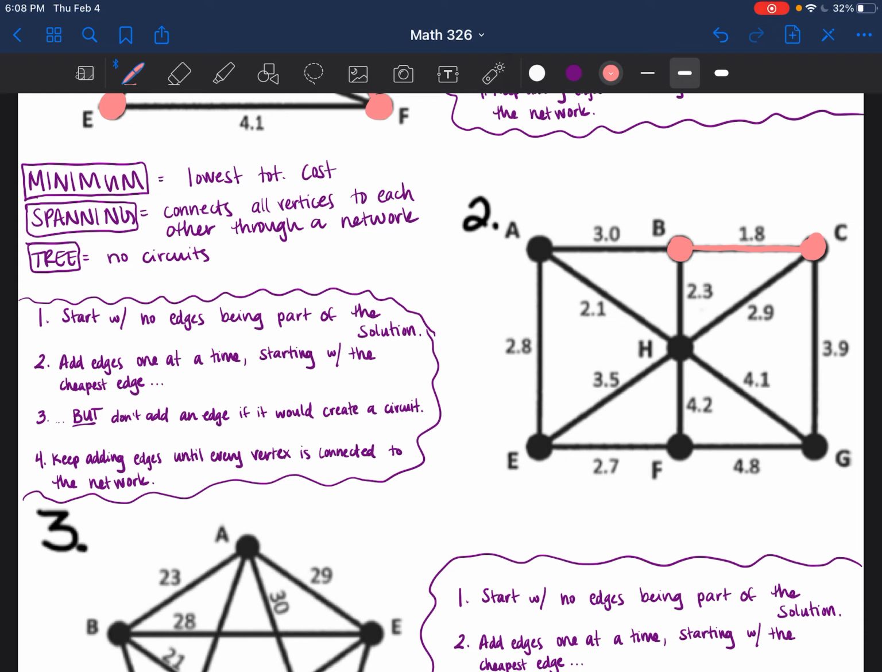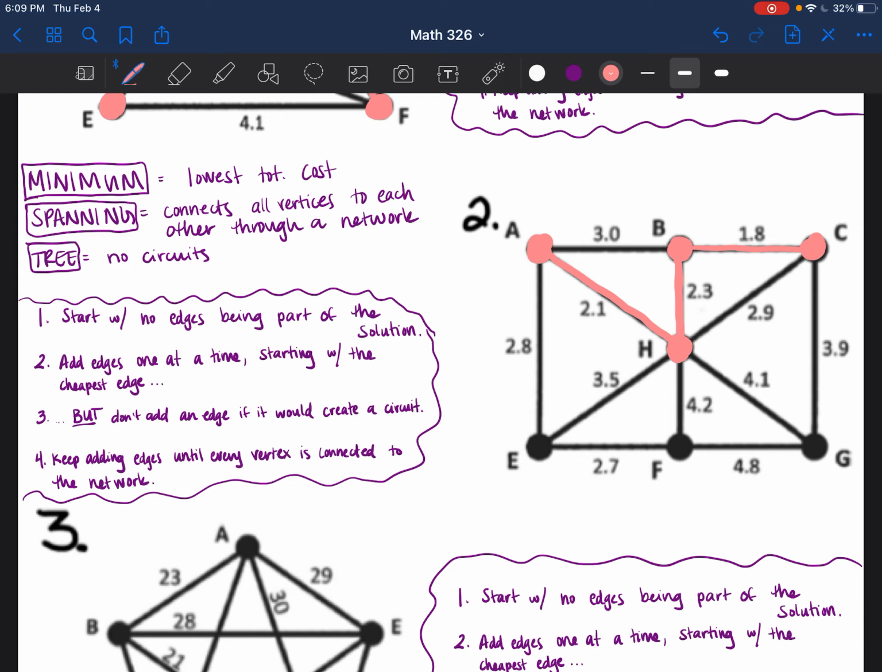Next cheapest edge, if we look at the 2's, we have 2.1, 2.8, 2.7, 2.3, 2.9. So let's go ahead and add 2.1. And remember, it's okay that they aren't connected yet, because they will be eventually. And now, so we did 2.1. I don't see any 2.2's, but I see a 2.3, which connects our network, which is very good.